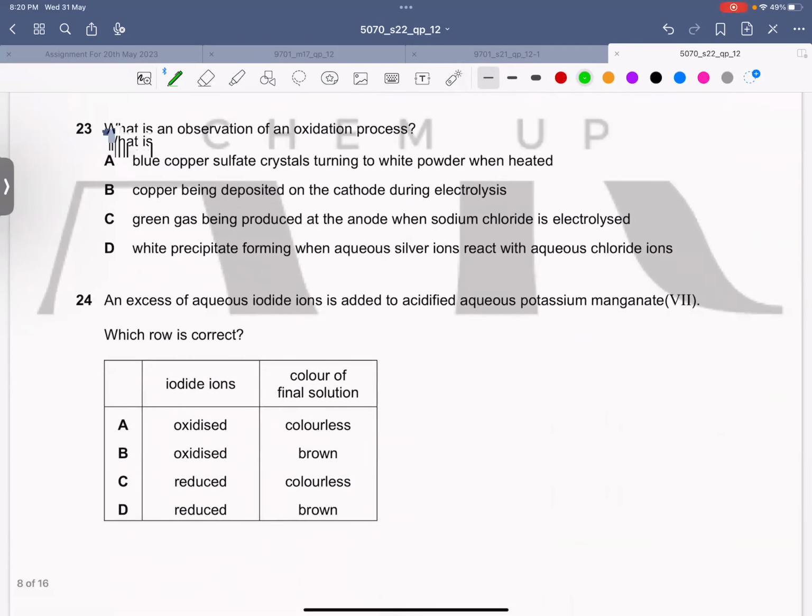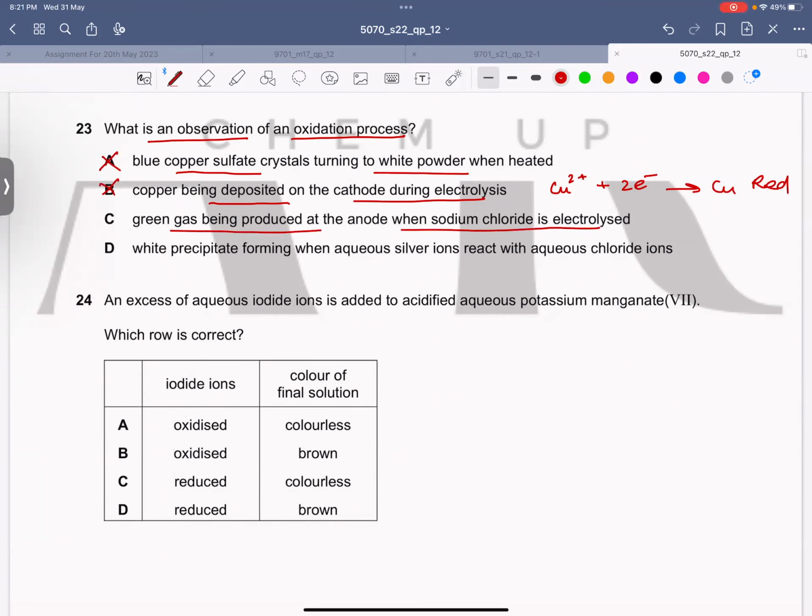Now question number 23. What is an observation of an oxidation process? Blue copper sulfate crystals turning into white powder when heated? No, it is just loss of water taking place. Copper being deposited on the cathode during electrolysis? Copper ions gain electrons to form copper, which is reduction. Green gas being produced at the anode when sodium chloride is electrolyzed? Yes, sir. It's chloride ions which turn into chlorine, so it's an oxidation.